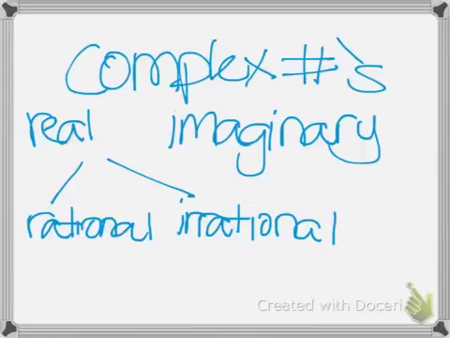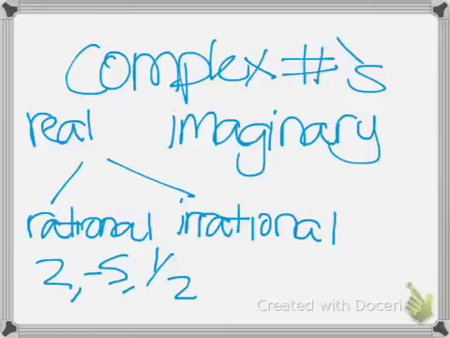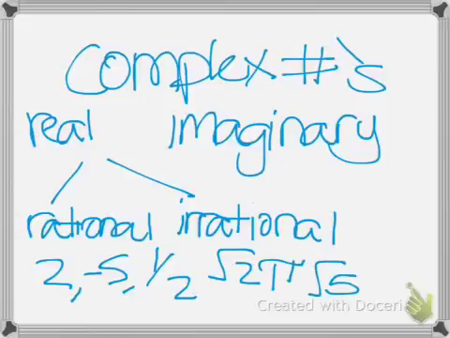Types of complex numbers, such as real and imaginary. Real branches into rational and irrational. Rational numbers can be written as a fraction, such as 2, or -5, or 1/2. Irrational would be numbers like the square root of 2, pi, and the square root of 5. Imaginary numbers are things such as 2 plus 3i, or 4i, or just i by itself.